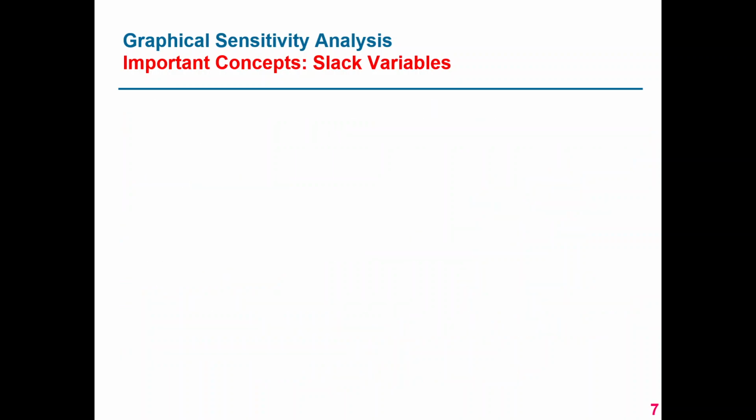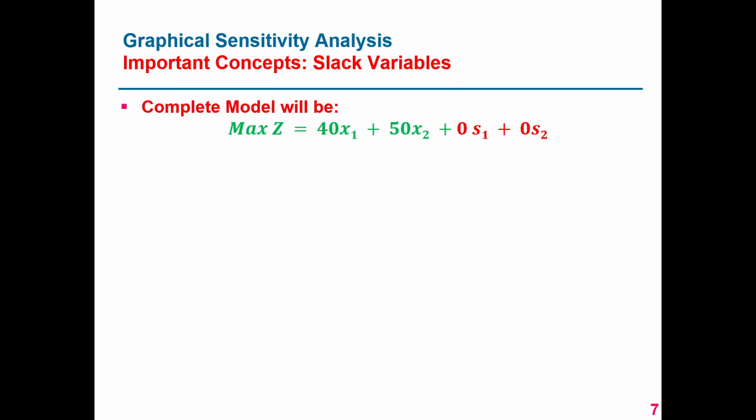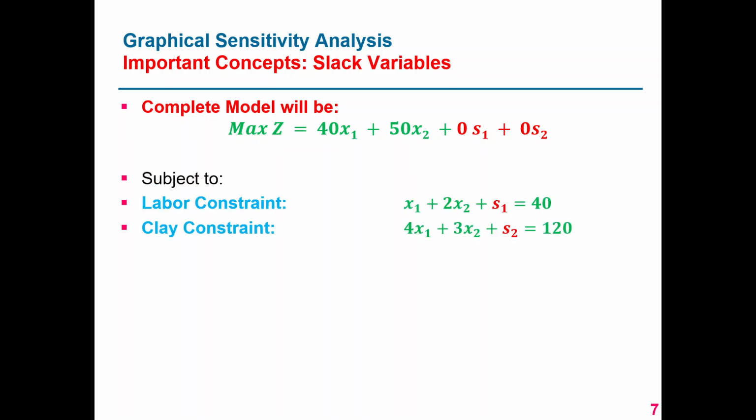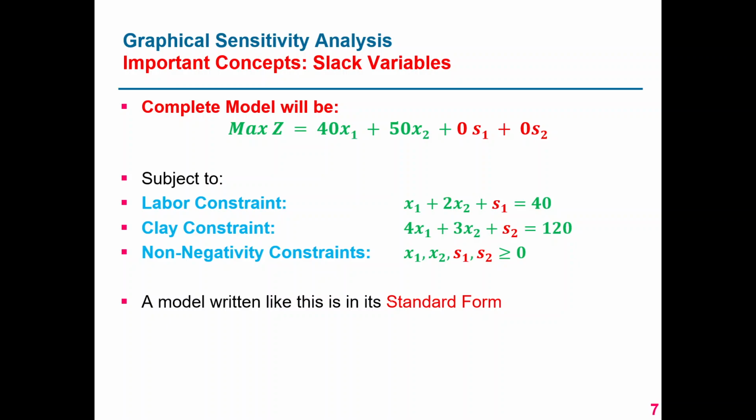Summarizing this, we can write the complete model as our objective function and the constraints, and the third is the non-negativity constraint. A model written like this is said to be written in its standard form. So this is the standard form of writing a mathematical model.